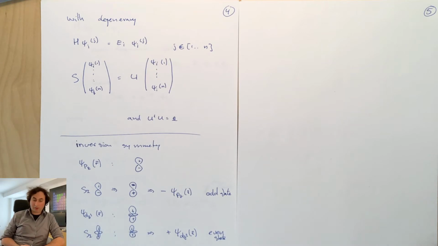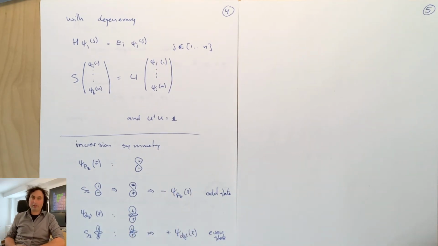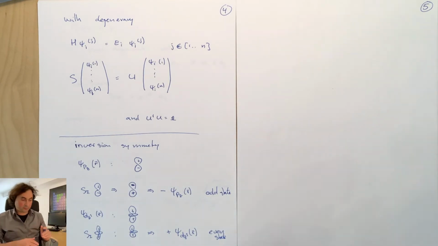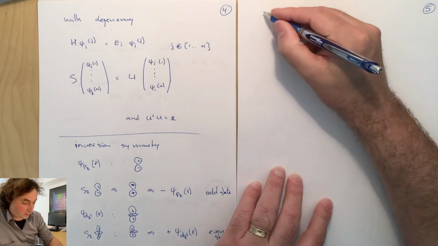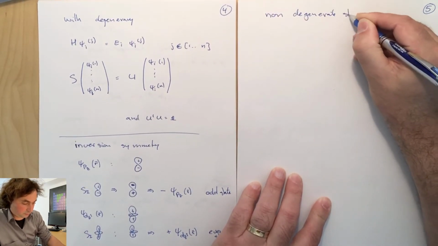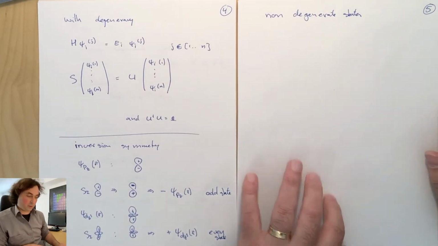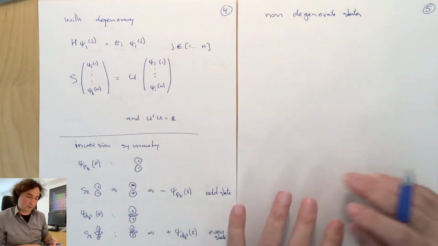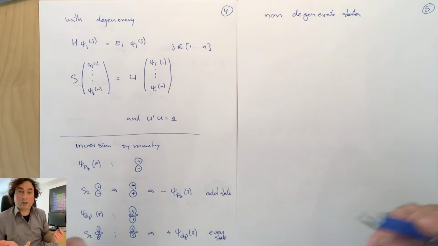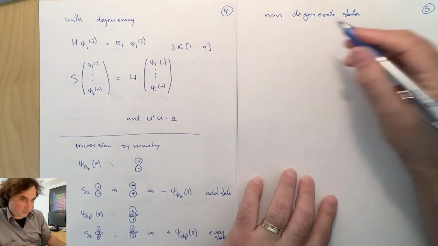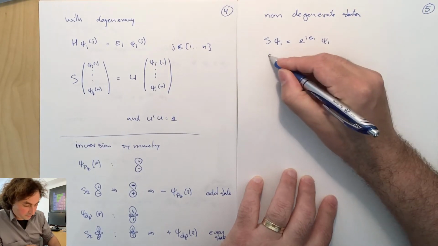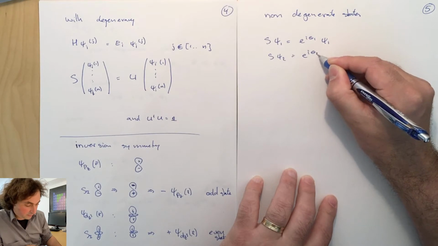One of the important consequences of this phase that you get when you have a given symmetry operator is that two states can only interact with each other if they pick up the same phase under a symmetry operation. So let's formalize this. We are going to assume that we only have non-degenerate states. How to define this phase when you have degenerate states, we'll get back to later in this lecture, but I first want to give you some insight into what happens and how we can use symmetry. So let's assume that we only have non-degenerate states, such that you always pick up a phase when you're an eigenstate of a symmetry operator, such that S psi 1 is e to the i theta 1 psi 1, and S psi 2 is e to the i theta 2 psi 2.